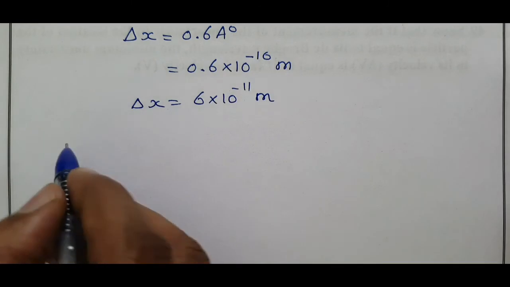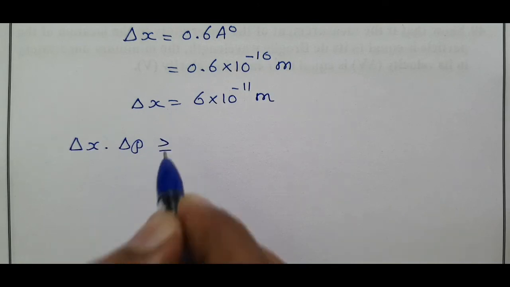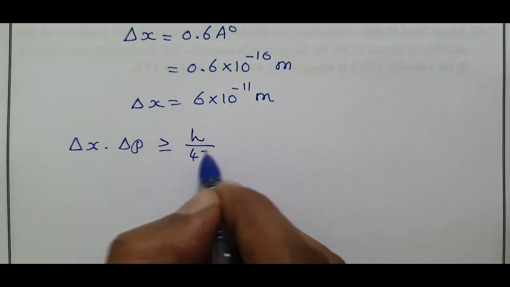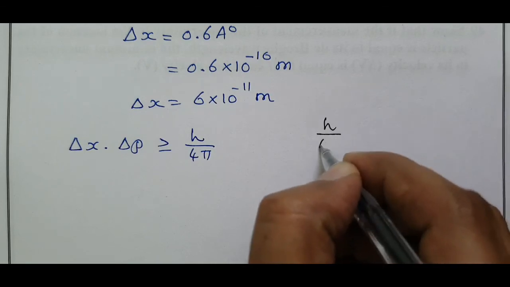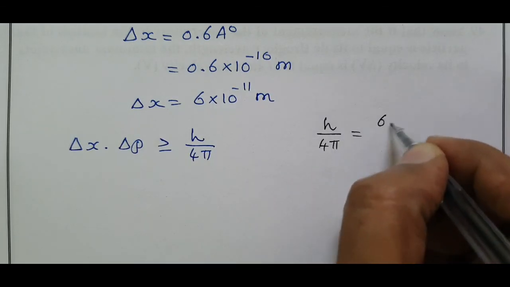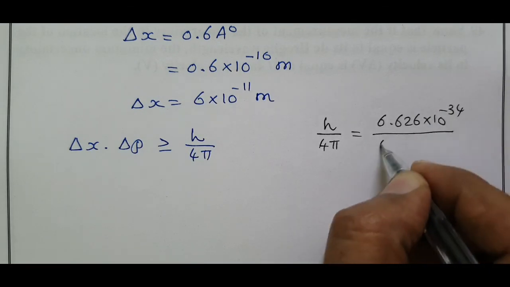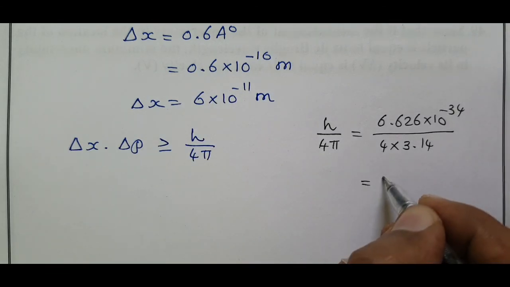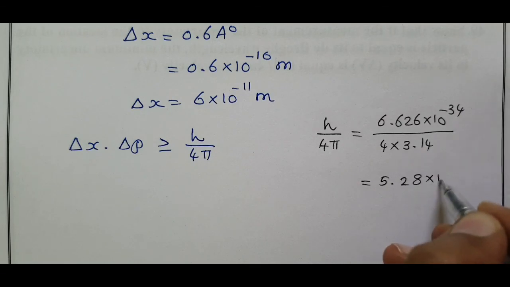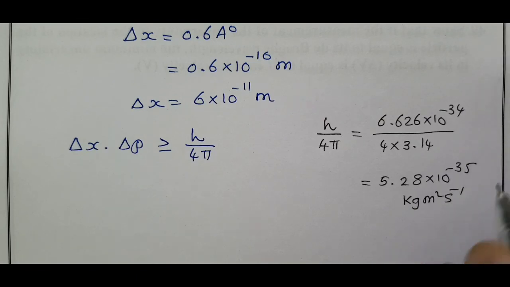We have to calculate delta p, momentum. We know the Heisenberg uncertainty principle, delta x into delta p greater than or equal to h by 4 pi. And also h by 4 pi value is a constant. h by 4 pi equal to 6.626 into 10 power minus 34 divided by 4 into 3.14 will give the answer 5.28 into 10 power minus 35, unit kilogram meter squared second power minus 1.